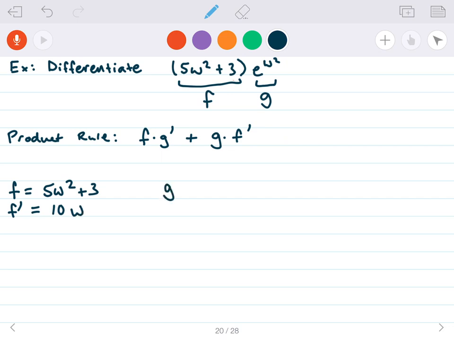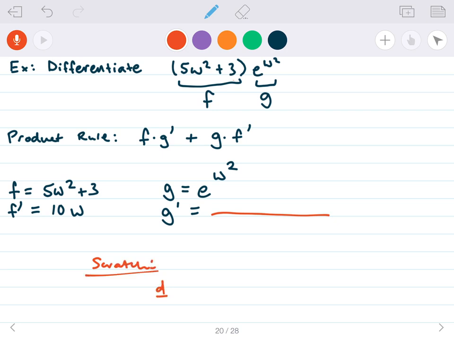And then g is going to be e to the w squared. And g prime, we need to use a chain rule because I have e to the w squared, which I can't easily differentiate. So I want to find the derivative.